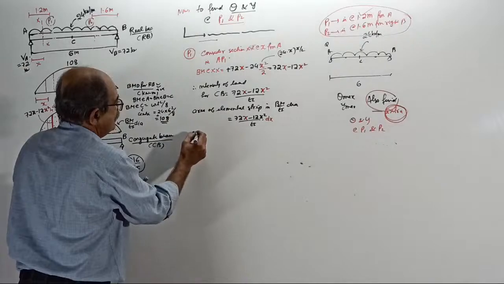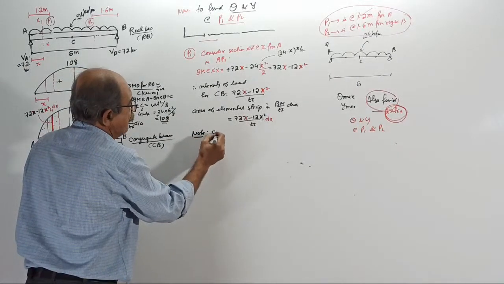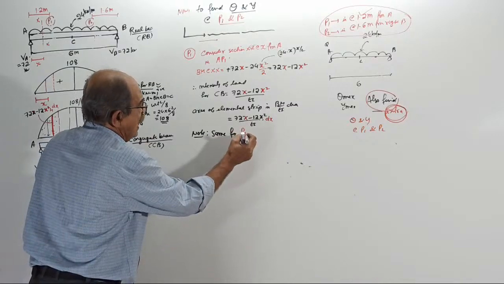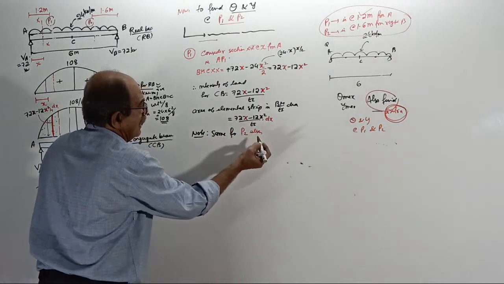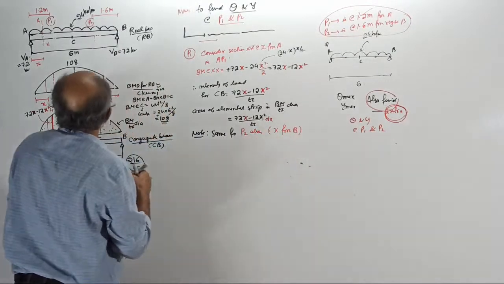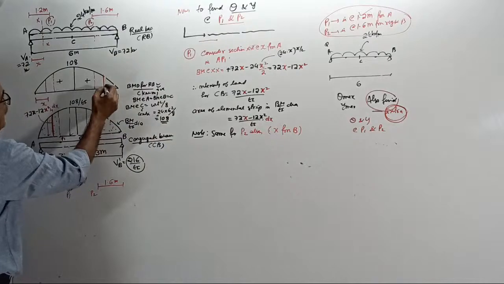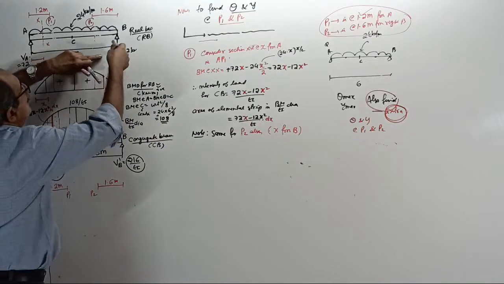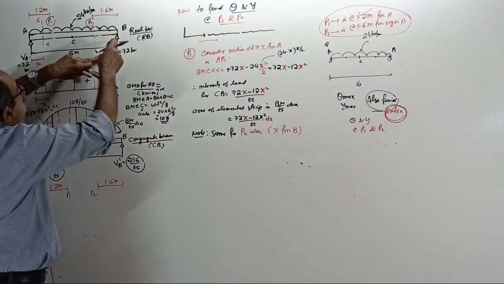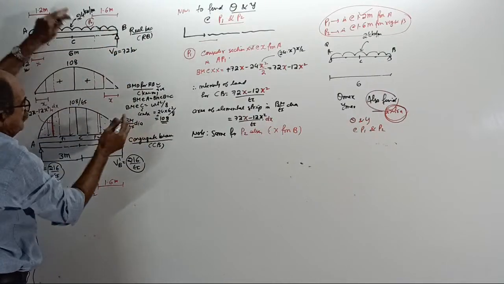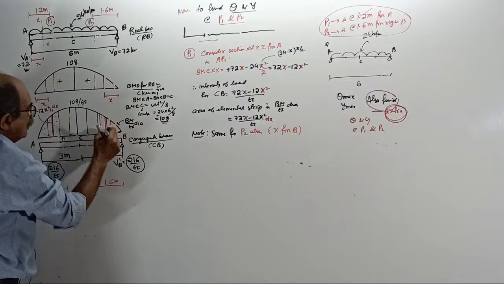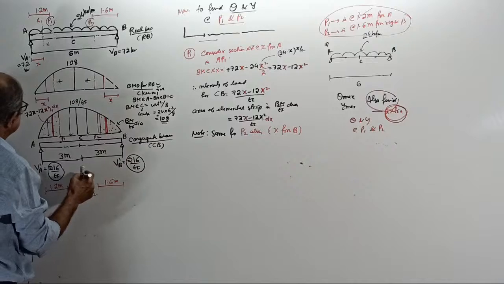Now, note, the same applies for P2 also, but remember, x is from B. See, x from B. At x, if I take x from here, BM equals 72 into x, symmetrical, minus 24 into x by 2. Everything is the same. So if you take a strip here, even for P2 also, at what distance?